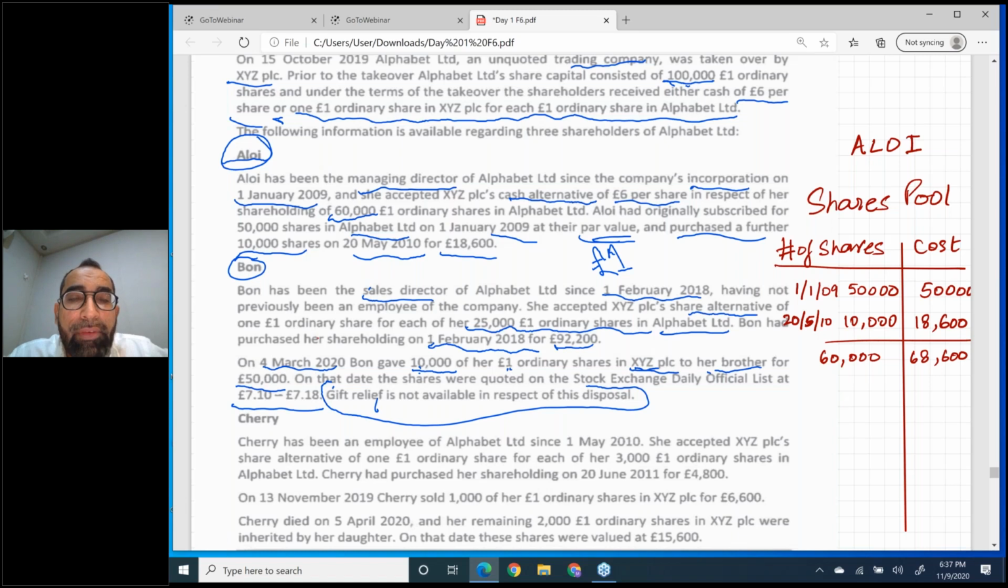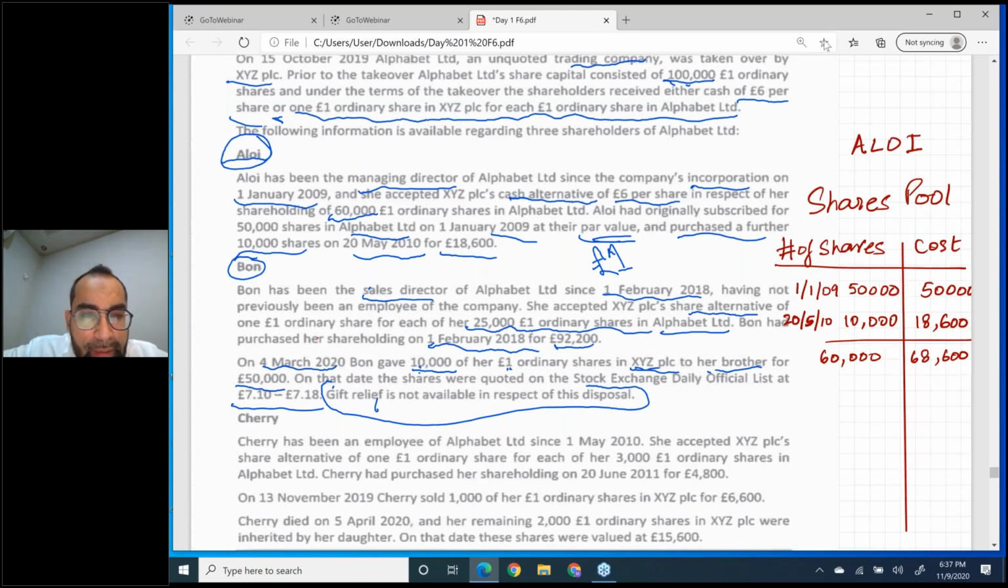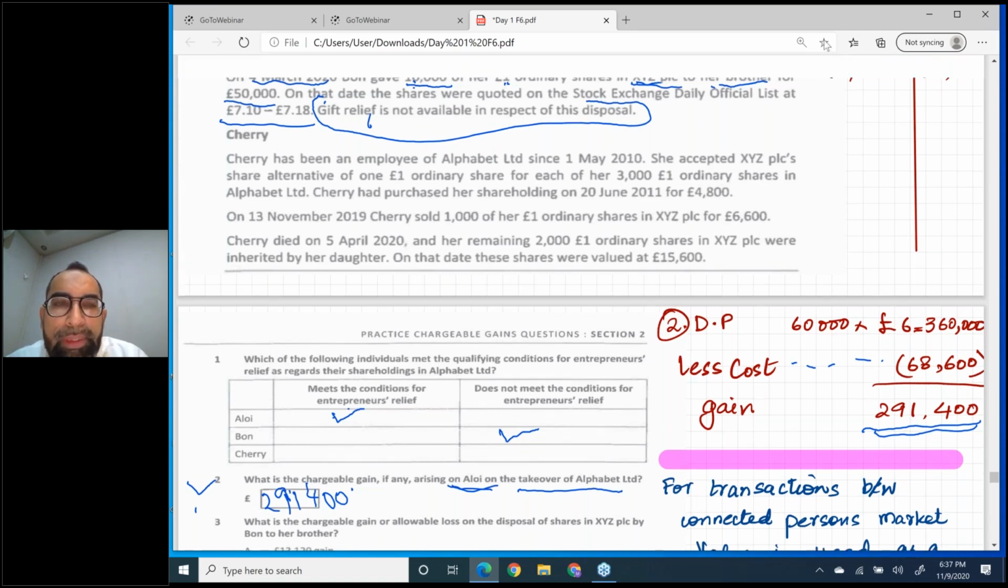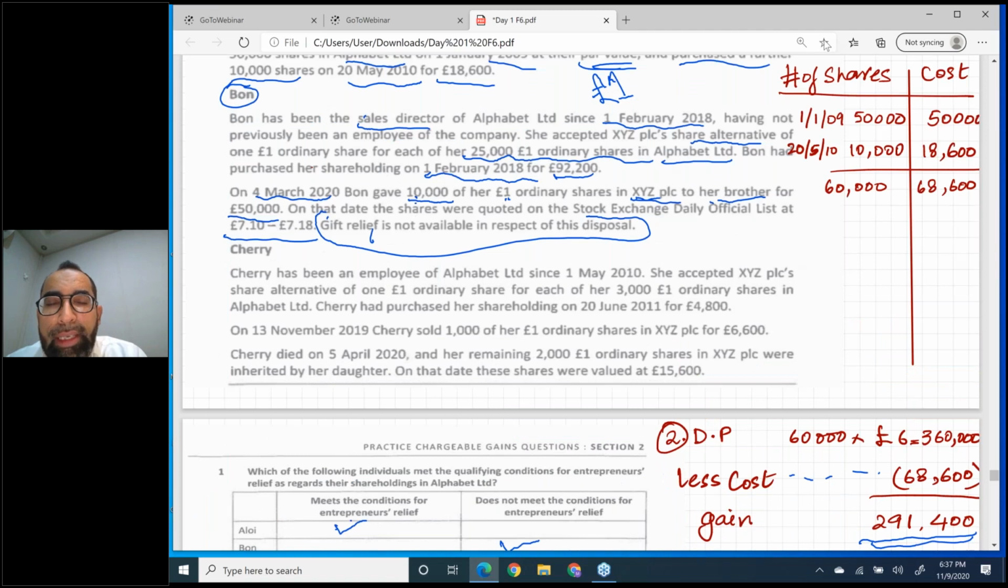He is not entitled to entrepreneur relief. So let me take in the requirement. Bond does not meet the condition for entrepreneur relief. Now, one thing, sir, can you compute the gain of this transaction between sister and brother?